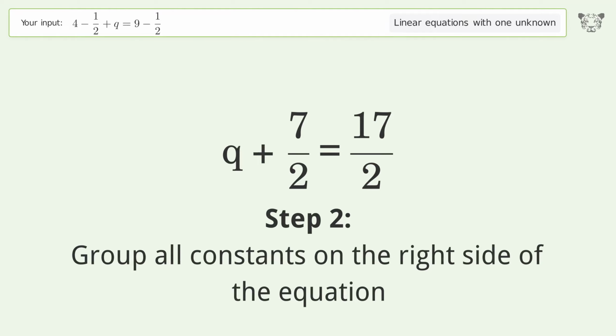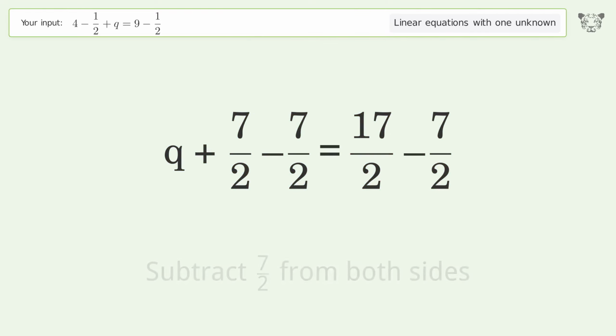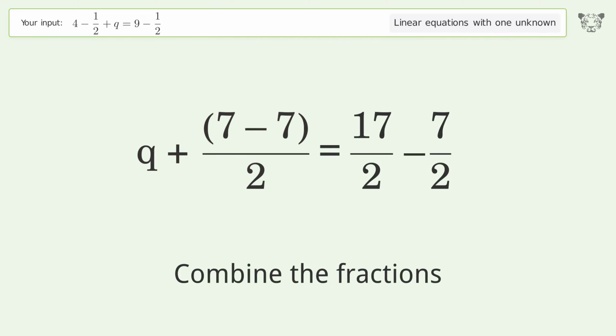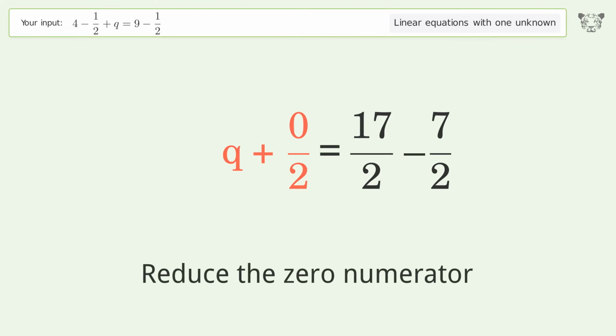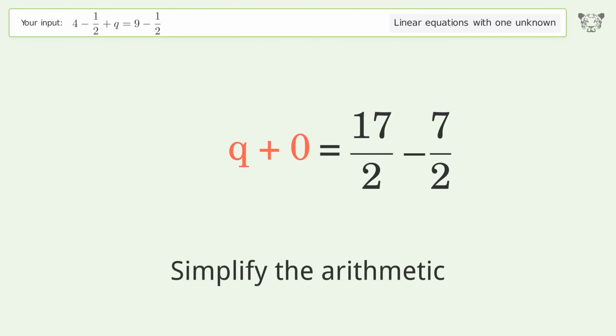Group all constants on the right side of the equation. Subtract 7 over 2 from both sides. Combine the fractions. Combine the numerators. Reduce the zero numerator. Simplify the arithmetic.